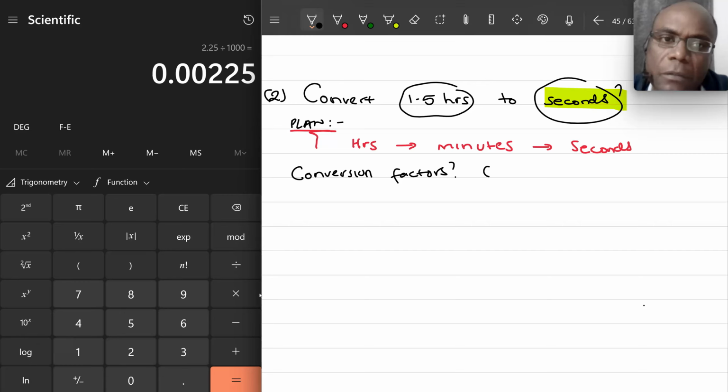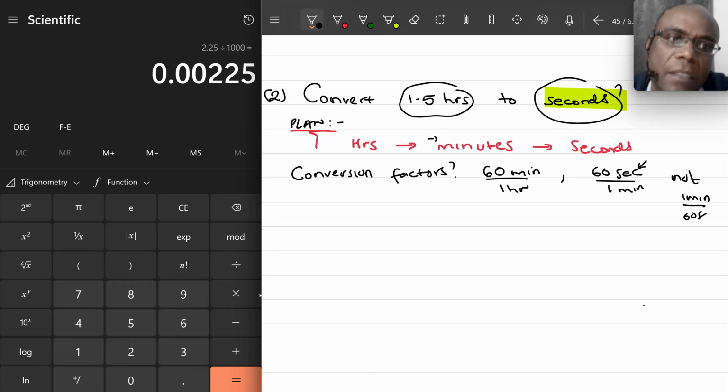So I know that 60 minutes is equivalent to 1 hour, and I put the minute as the numerator because that's where I'm going. And then I also know that 60 seconds is 1 minute. I put the seconds above the minute and not write it like this, 1 minute is 60 seconds, because I'm going to the seconds. So this conversion factor will be used here to help us convert minutes to seconds.